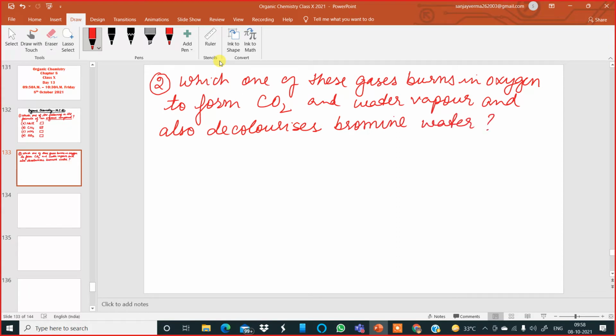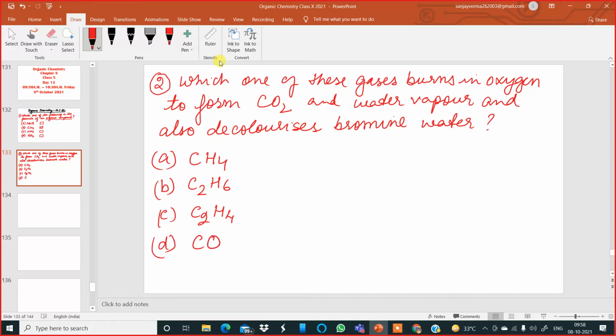Okay, so your options are, the formula is given. The first option is methane. The second option is ethane. The third option is ethene, C2H4. And option D, it is carbon monoxide. All of these are gases, remember. Which one of these gases burns in oxygen gas to form carbon dioxide and water vapor and also decolorizes bromine water? Carbon monoxide, no, wrong.